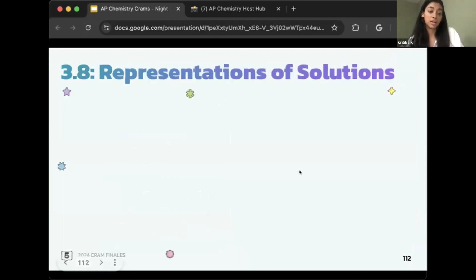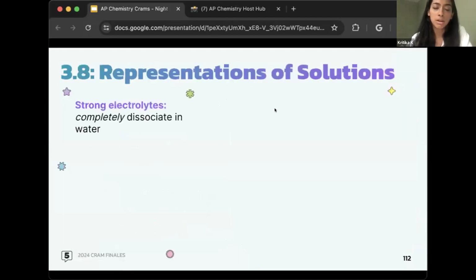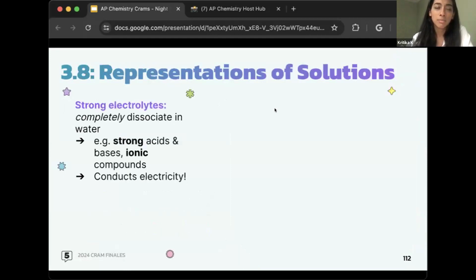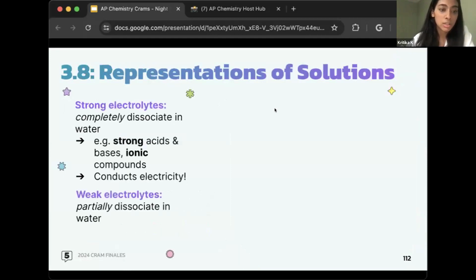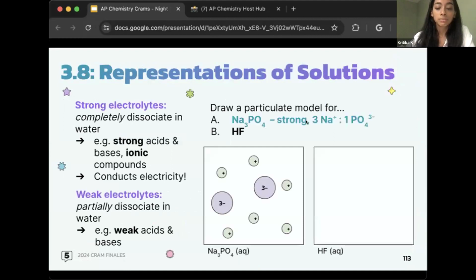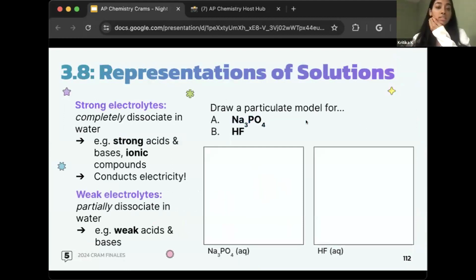M1V2 is a pretty useful formula for the AP exam, and also for, I think, almost anything where you're dealing with solutions. So, ways to represent solutions. Two important things to know are a strong electrolyte versus a weak electrolyte.